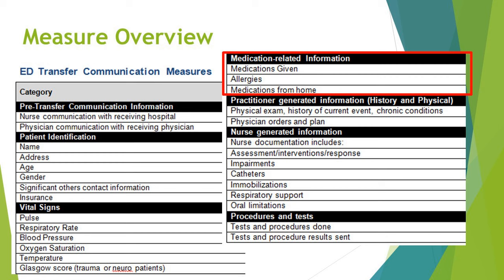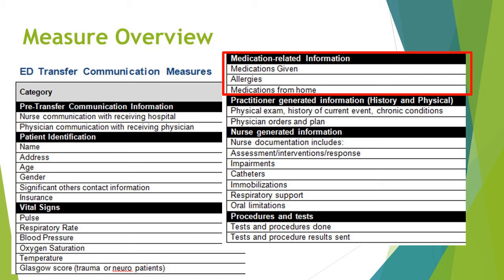Okay, so for today, for the purpose of ED Measure-4, we are going to be looking at the medication information, and there are 3 data elements that are a part of ED Measure-4, which are medications given, allergies, and then medications from home. So those are the 3 focal points, the data elements that make up the ED Transfer 4 measure.